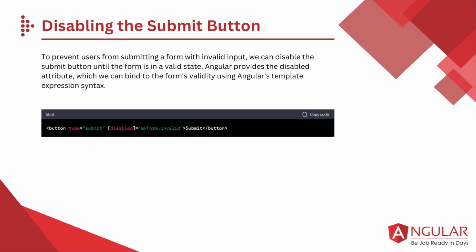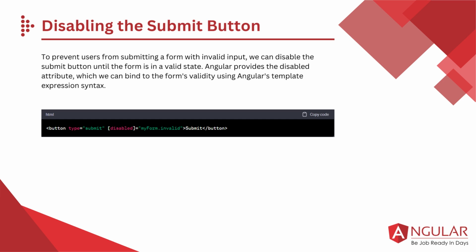4. Disabling the Submit button. To prevent users from submitting a form with invalid input, we can disable the Submit button until the form is in a valid state. Angular provides the disabled attribute, which we can bind to the form's validity using Angular's template expression syntax.